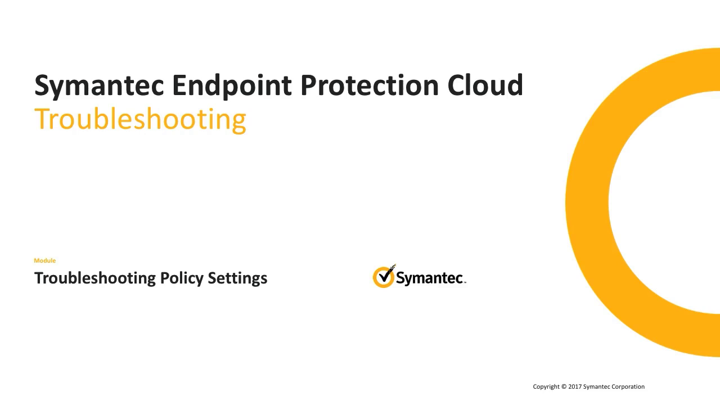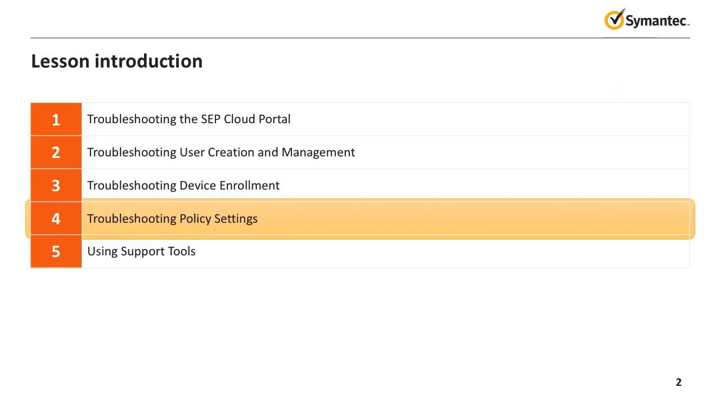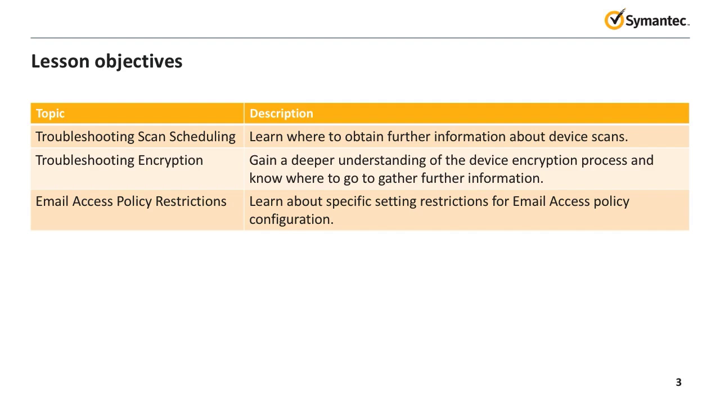Welcome to the Troubleshooting Policy Settings lesson of the Symantec Endpoint Protection Cloud Troubleshooting Training course. In this lesson, you will learn where to obtain further information about device scans. You will also gain a deeper understanding of the device encryption process and learn how to gather further information for troubleshooting, and learn about specific setting restrictions for email access policy configuration.